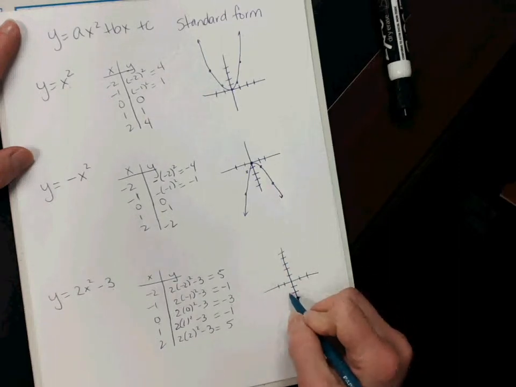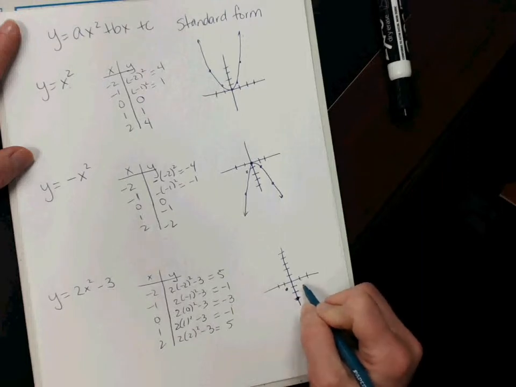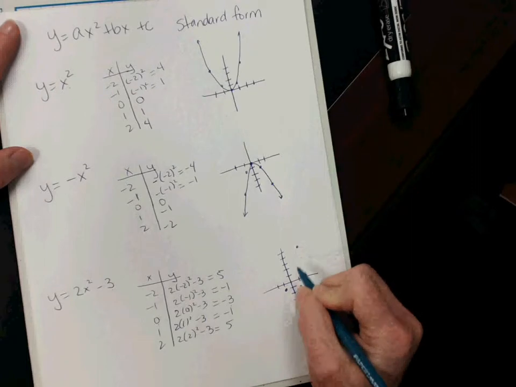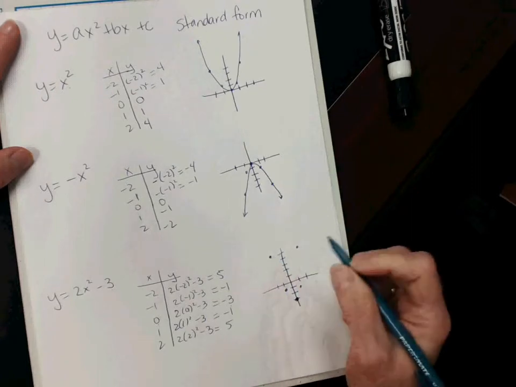At -1, I'm at -1. At 1, I'm at -1. At 2, I'm up here at 5. At -2, I'm up here at 5.